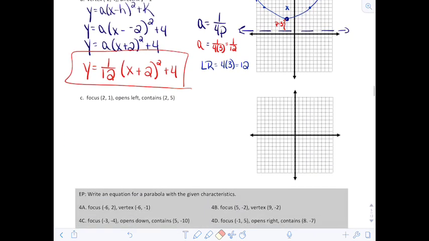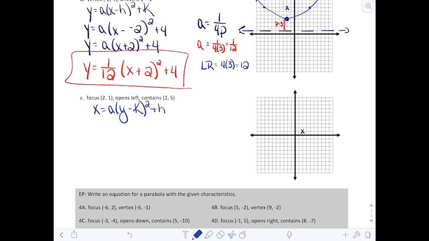All right, and the last but not least, the focus is 2, 1. It opens to the left and it contains the point 2, 5. So let's see what we've got. We've got the focus at 2, 1. I'm going to mark that with an X. And then it says it opens to the left, okay, which means it's going to have a negative a value. If it opens to the left, that also means it's going to be x equals a times y minus k all squared plus h.